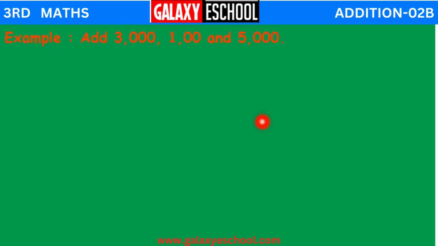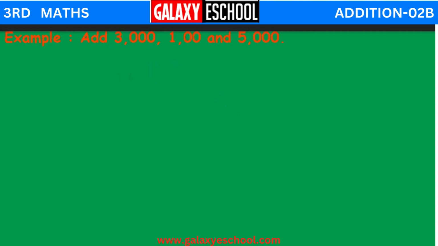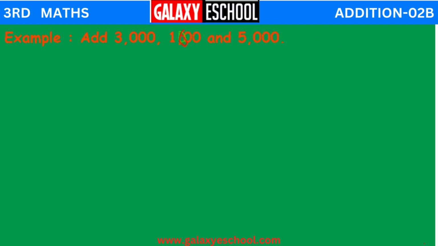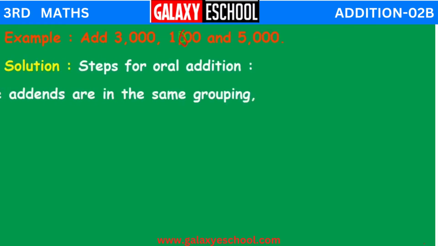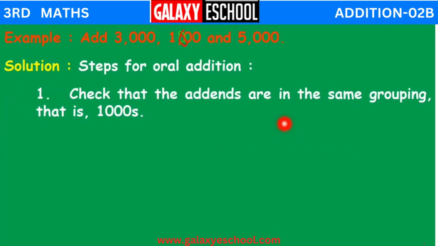Another example. Add 3000, 1000 and 5000. Again, what will the first step be? Check the addends are in the same grouping, that is thousands. Yes, children, all the 3 numbers are thousands.